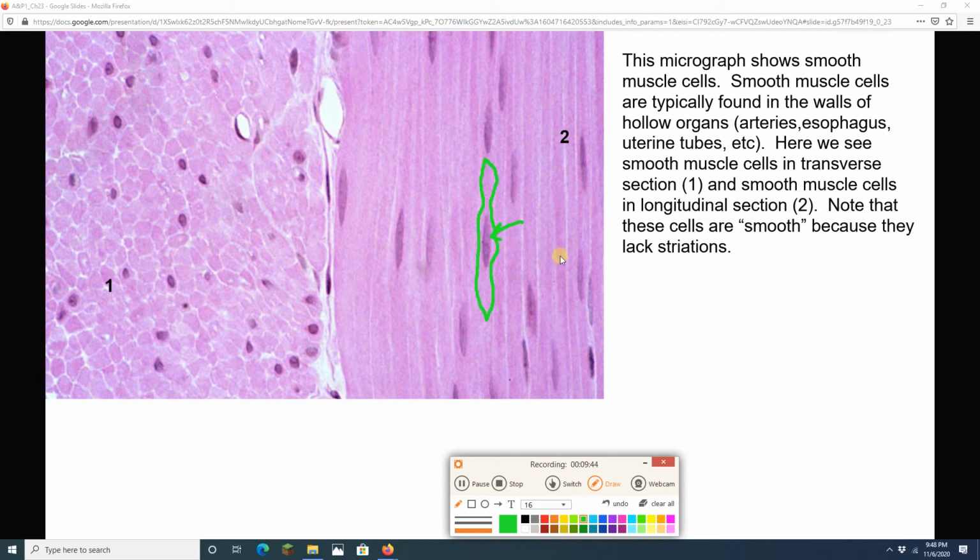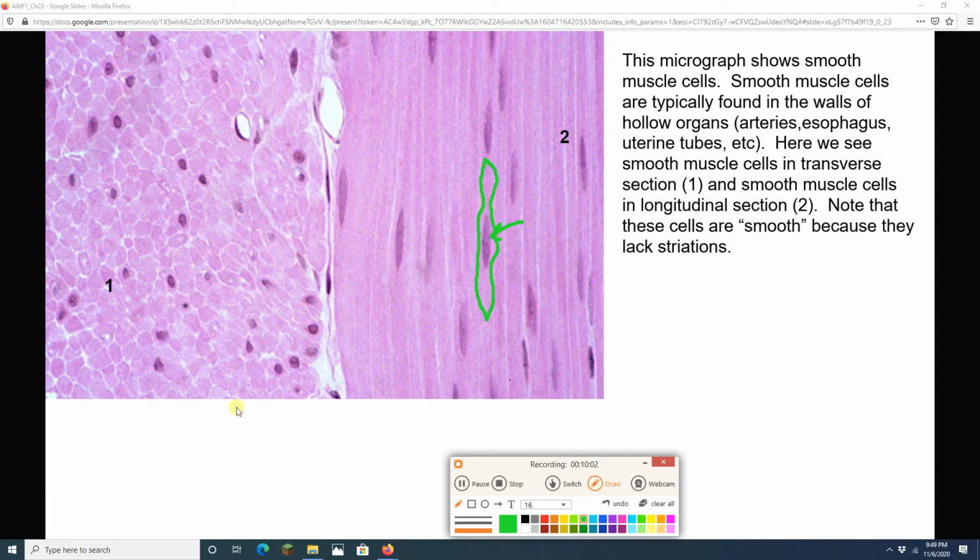It has no visible striations. Now, it still has the contractile proteins, the actin and myosin, but they're not arranged in the same pattern that creates the stripes that we saw in cardiac muscle and skeletal muscle. Okay, what else do we have here?